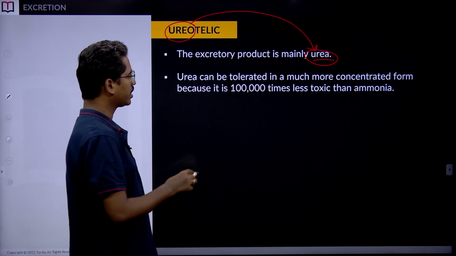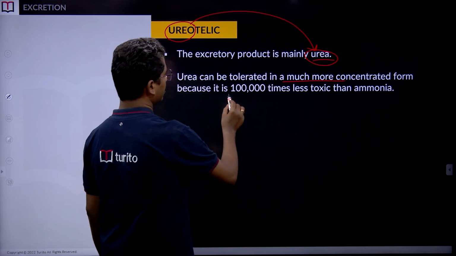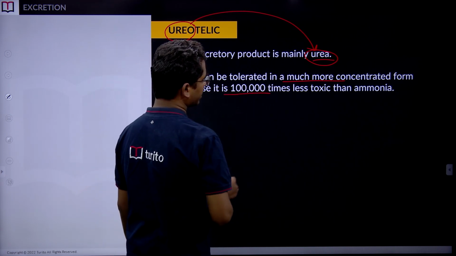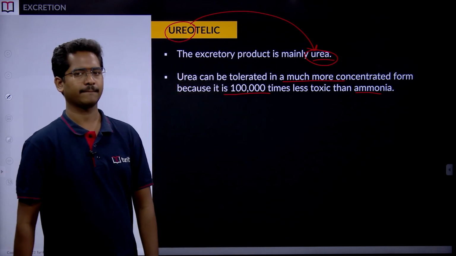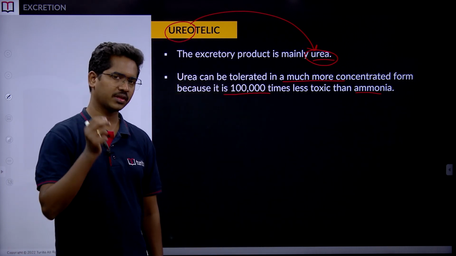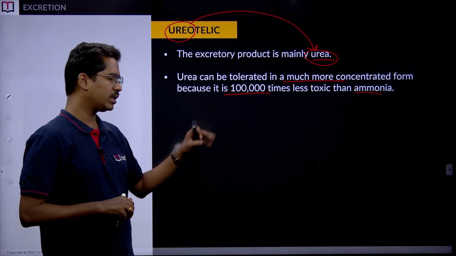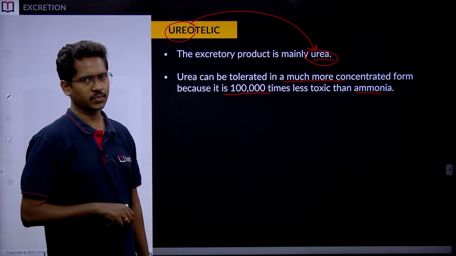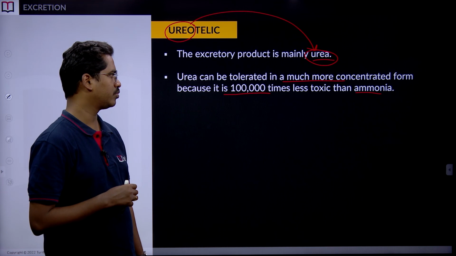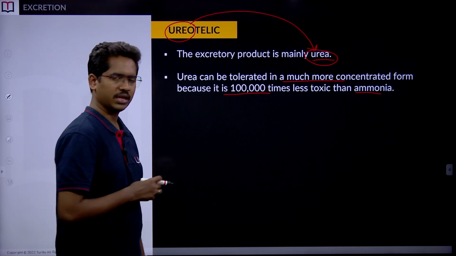Followed by, urea can be tolerated in a much more concentrated form because it is 1,00,000 times less toxic than ammonia. Ammonia is highly toxic compared to urea. So, here you see how high, 1:1,00,000. So, it is for that reason ammonia is very toxic, right. So, urea is less toxic.